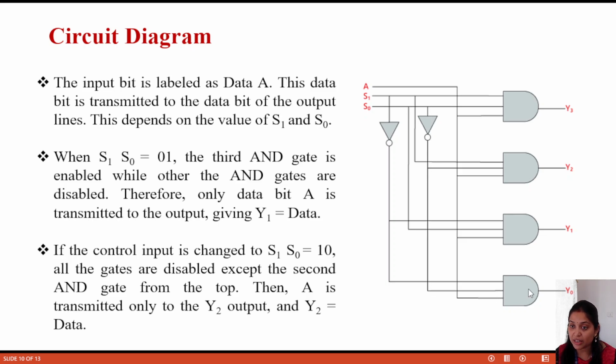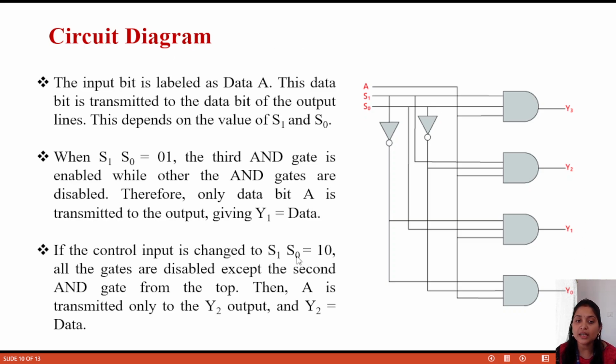As it is 0, this AND gate output will be 0. Similarly, here this line is connected to A and this line is connected to S0 bar. S0 is 1, so S0 bar will be 0, so this is also 0. Similarly, if you concentrate on Y3, you can see that one of the inputs of Y3 will definitely be 0, so the output will be 0. So when the 0-1 combination is there, definitely only the input data will transfer to Y1.